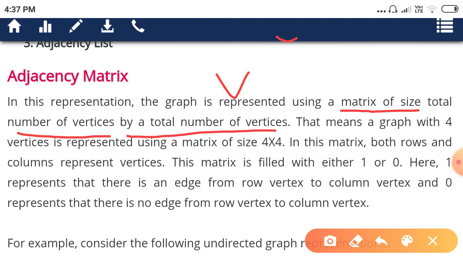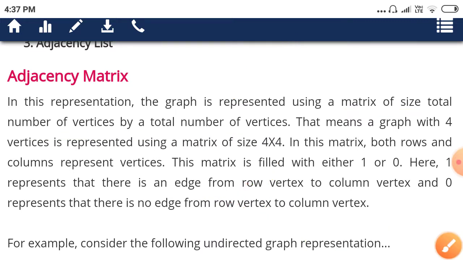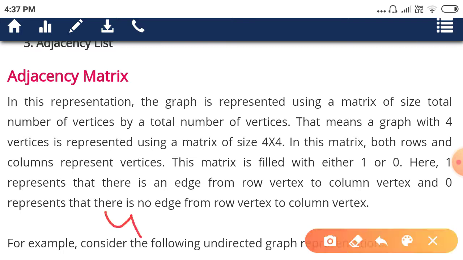Okay, that means a graph with 4 vertices is represented by using a matrix of 4 by 4, like V by V. Here also these are the vertices, and these are also vertices. Okay, so then what are the values? Suppose four vertices are there, 4 by 4 we can do like this: 0 1 2 3. So like this we can represent it.